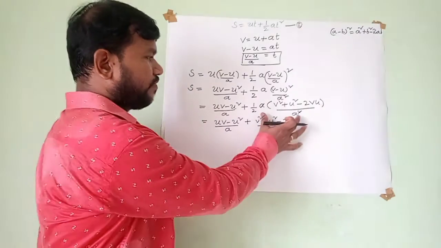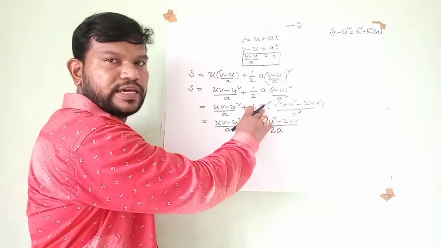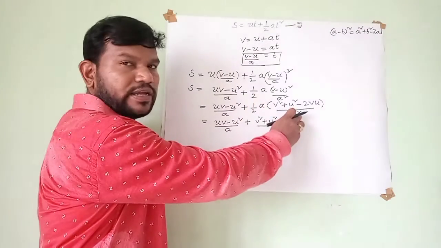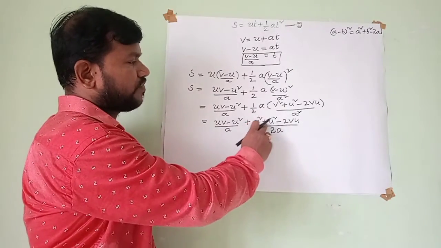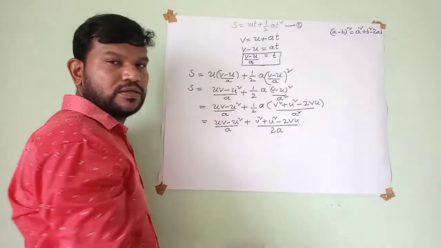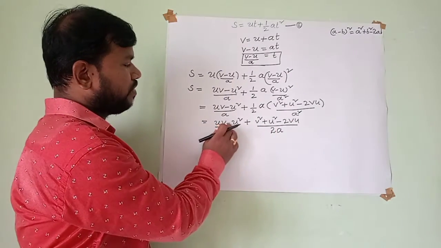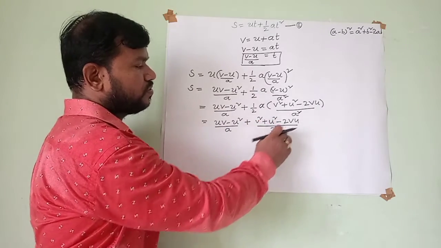Students, clearly identify. Here a square is there, a into a. So numerator a is there, denominator a into a. So 1a cancelled. So what we got? v square plus u square minus 2uv or vu by 2a. Now here: uv minus u square by a plus v square plus u square minus 2vu by 2a.